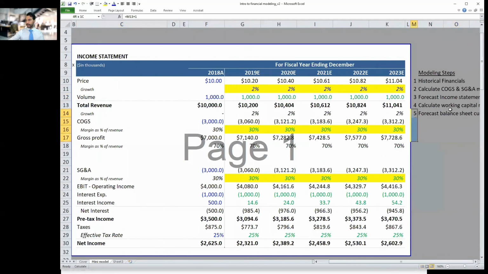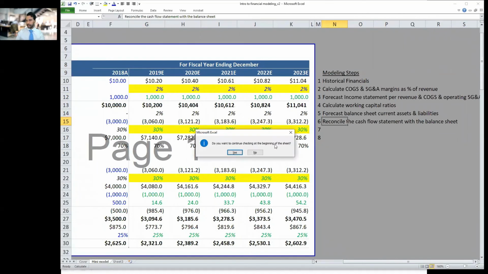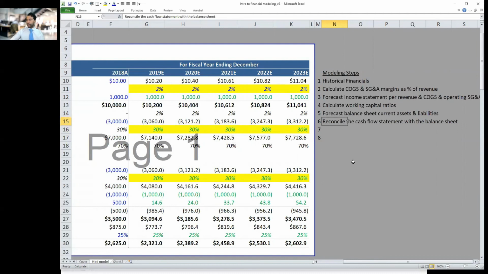So with that being said, in terms of final steps, what did we do here? Let's recap. So we forecast the balance sheet. What did we do after that? After that, we reconcile the cash flow statement with the balance sheet. And let's see, is this spelled correctly? Reconcile? I'm a terrible speller. Okay, there, great. So we reconcile the cash flow statement with the balance sheet.